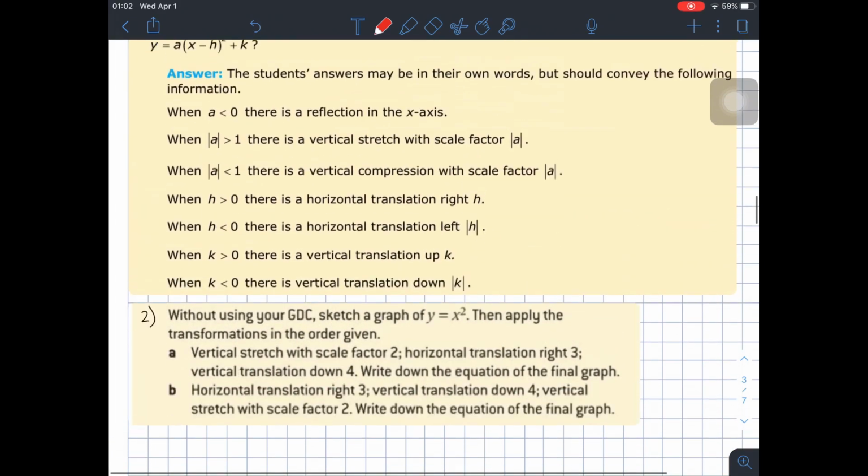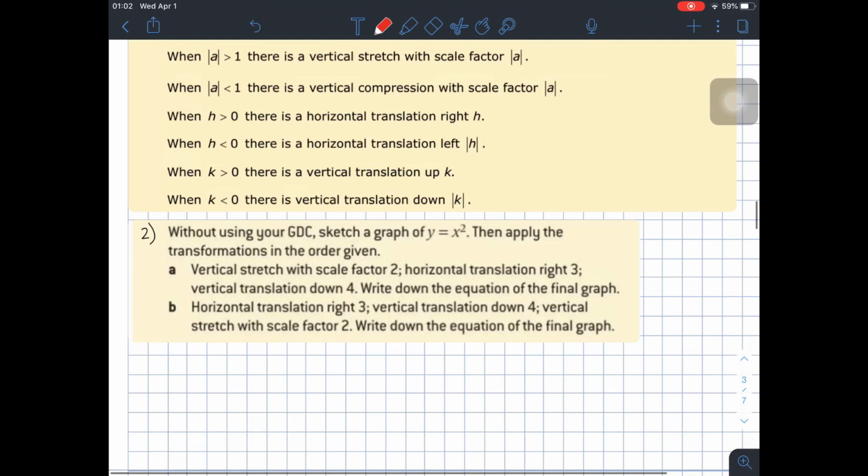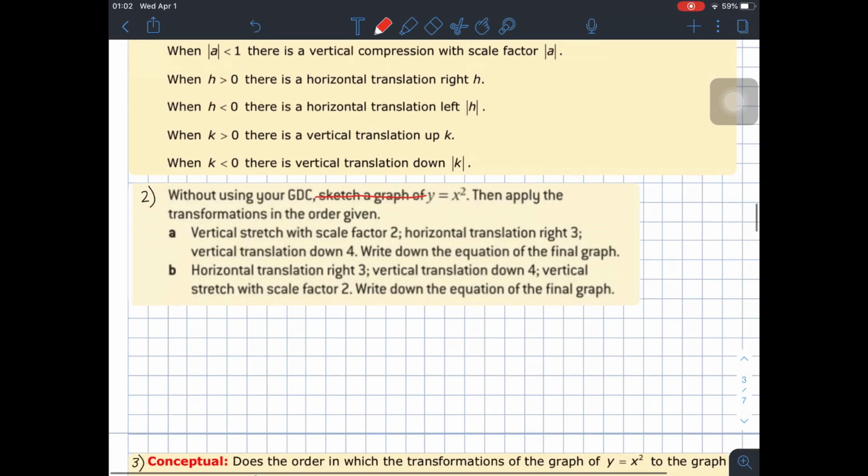Okay, let's see conceptual question number 2. Without using your GDC, sketch the graph y equals x squared. Then apply the transformations in the order given. Okay, so we're not going to sketch the graph, but what I want to do is write the equations for part A and part B, given all of these conditions of transformations. So without sketching, let's try doing this.